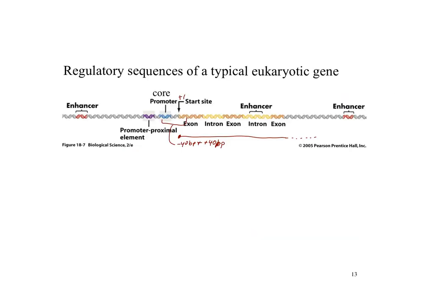So what does this look like? Here's our enhancer. We can have one upstream, 10,000 base pairs away, 100,000 base pairs away. It can be downstream. It can actually be in an intron. It can be in another gene. It has to be on the same chromosome, though. Here's the core promoter. Here's the proximal promoter. Our start site. Exon, intron.